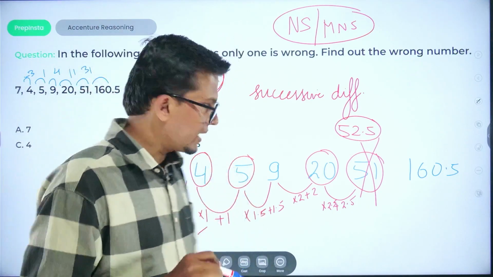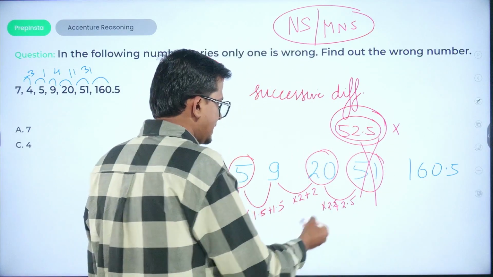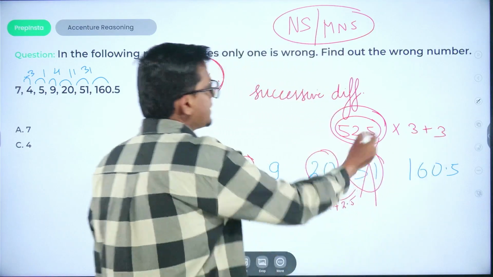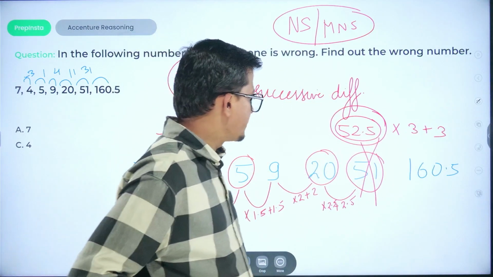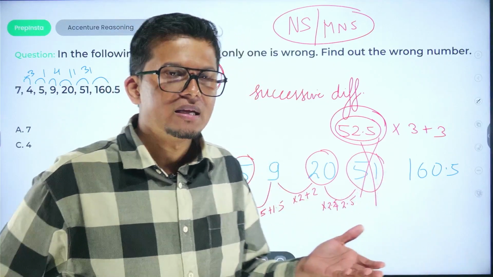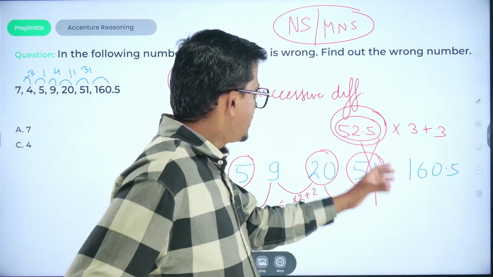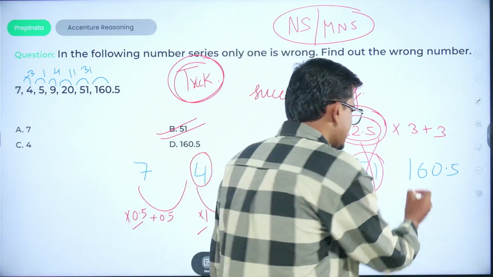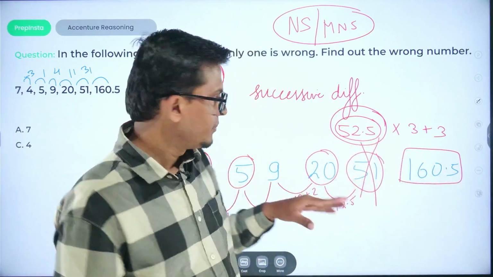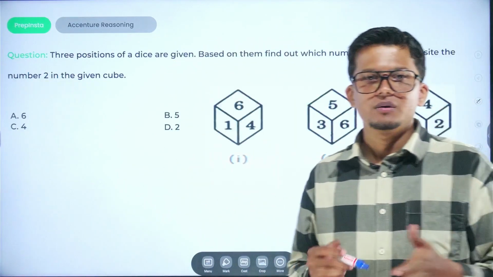If you want to recheck it, you can recheck it as well. 52.5. What would be the next pattern? It would be multiply by 3 and plus 3. So 52.5 multiplied by 3 would be 50 into 3, 150. 2.5 multiplied by 3 would be 7.5, and plus 3 would be 10.5. So 10.5 plus 150 would be 160.5. That means our pattern is correct, but this number is wrong. I hope you understand this particular question.